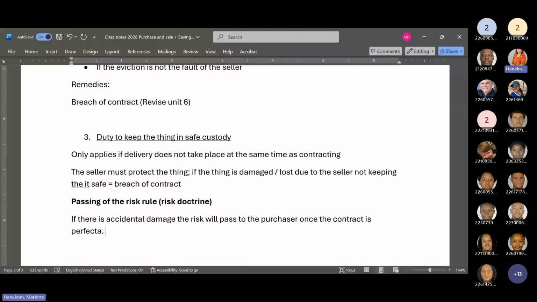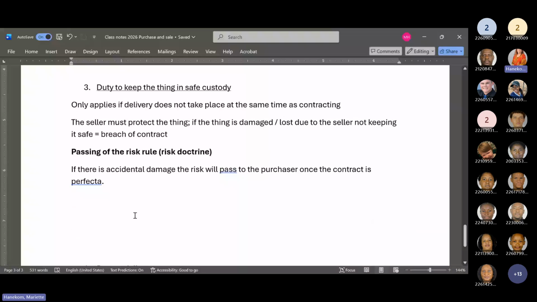Passing of the risk rule applies only to accidental damage. If the thing was damaged due to the seller not keeping it safe, the seller is in breach of contract. But if something happens to the thing that is not in the control of the seller and the thing gets damaged, then the risk will pass to the purchaser, and the purchaser bears the loss.